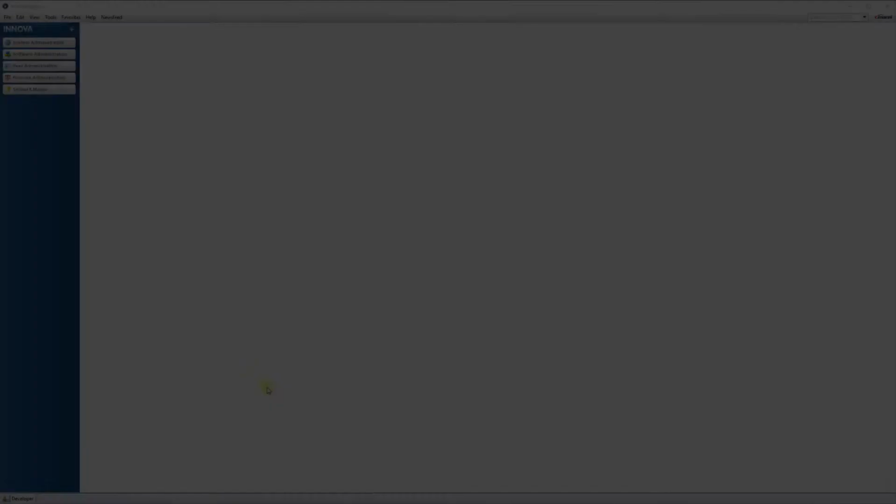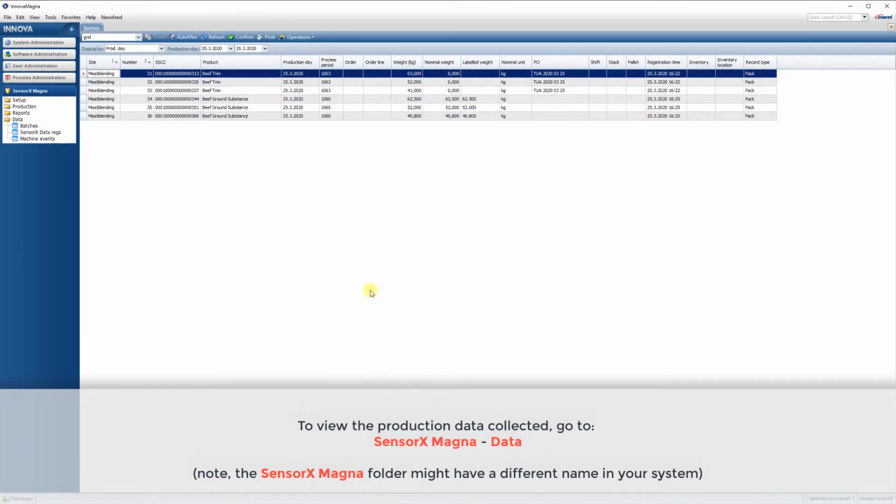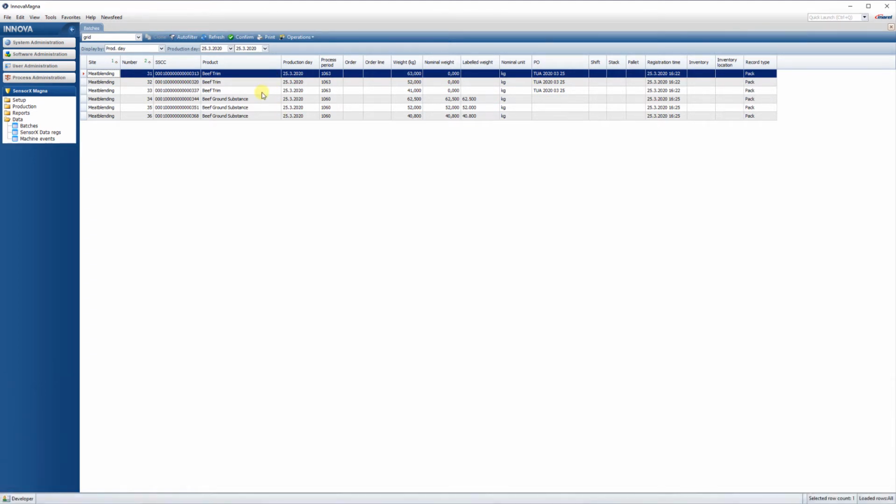Innova SensorX Magna data collection. To view the production data collected, go to SensorX Magna Data. Note: the SensorX Magna folder might have a different name in your system.